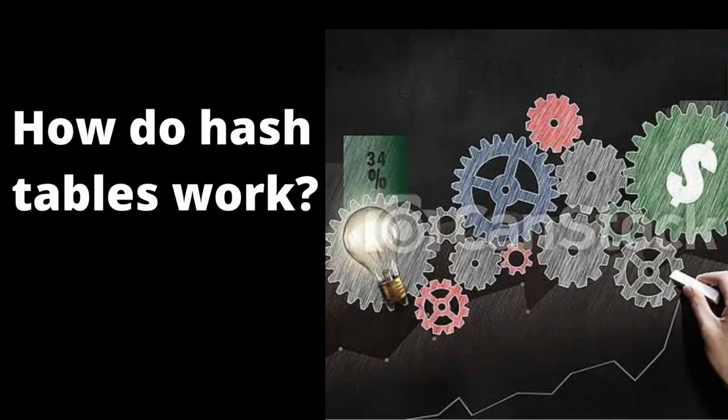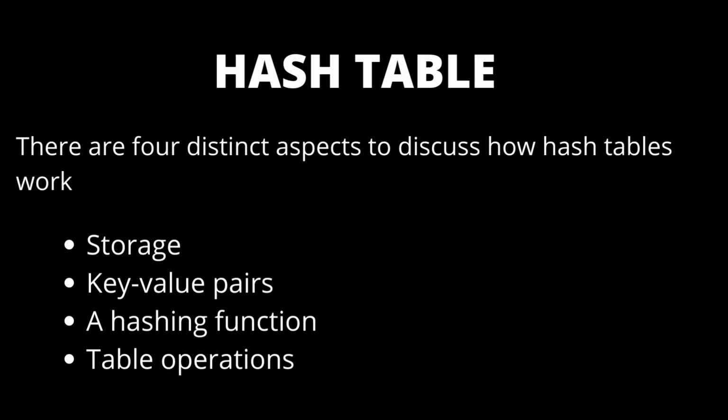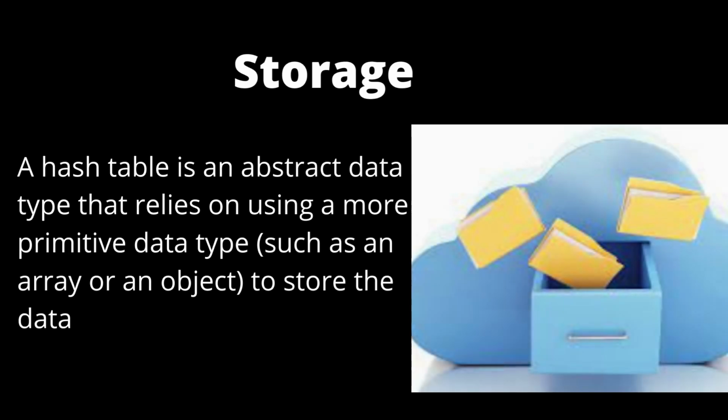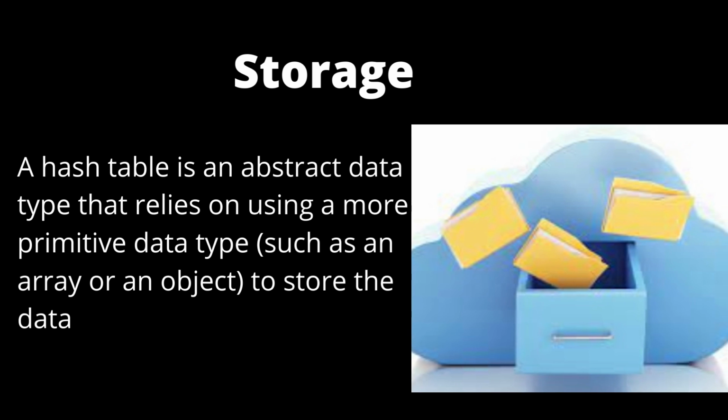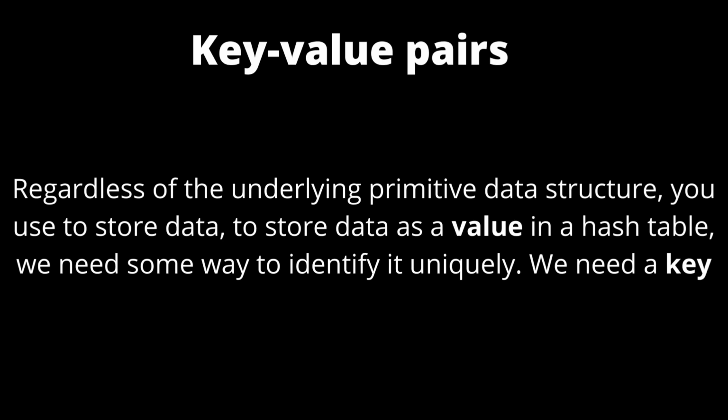Let's understand how a hash table works. There are 4 distinct aspects to discuss how hash tables work: storage, key value pairs, a hashing function, and table operations. So first we have storage. A hash table is an abstract data type that relies on using a more primitive data type, such as an array or an object, to store the data.